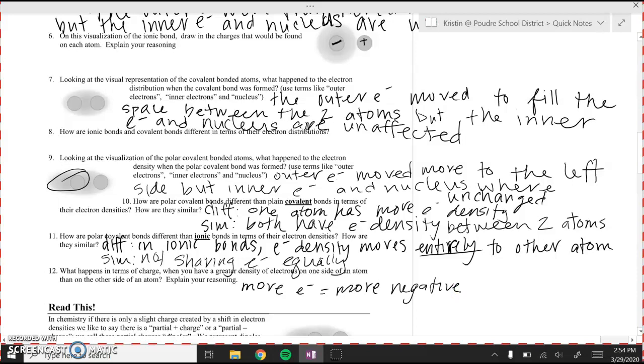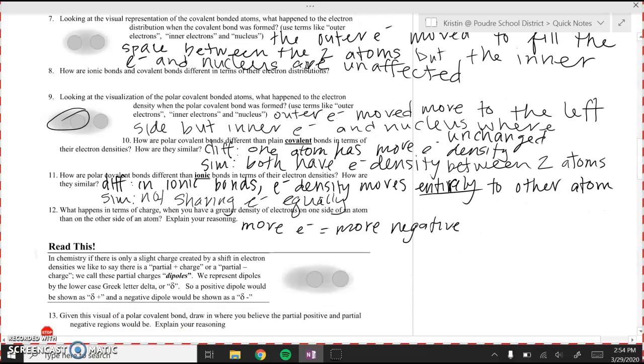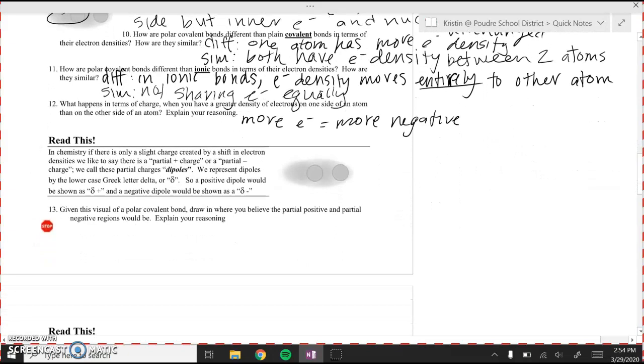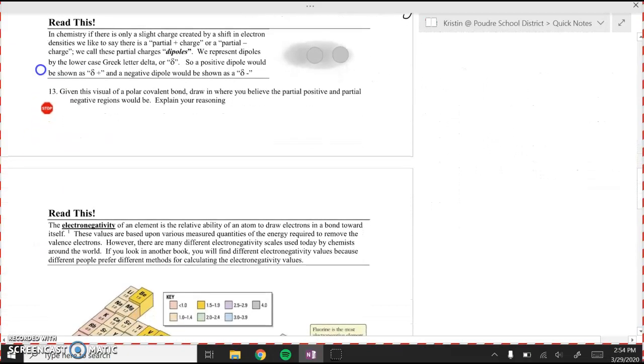Okay, so that means one side of the atom is going to be a little bit more negative than the other. So now it gives us a nice definition. In chemistry, there is only a slight charge created by a shift in electron densities. We like to say there's a partial charge, so we call these charges dipoles, and we represent dipoles with the lowercase Greek letter delta. So positive is delta plus, negative is delta minus.